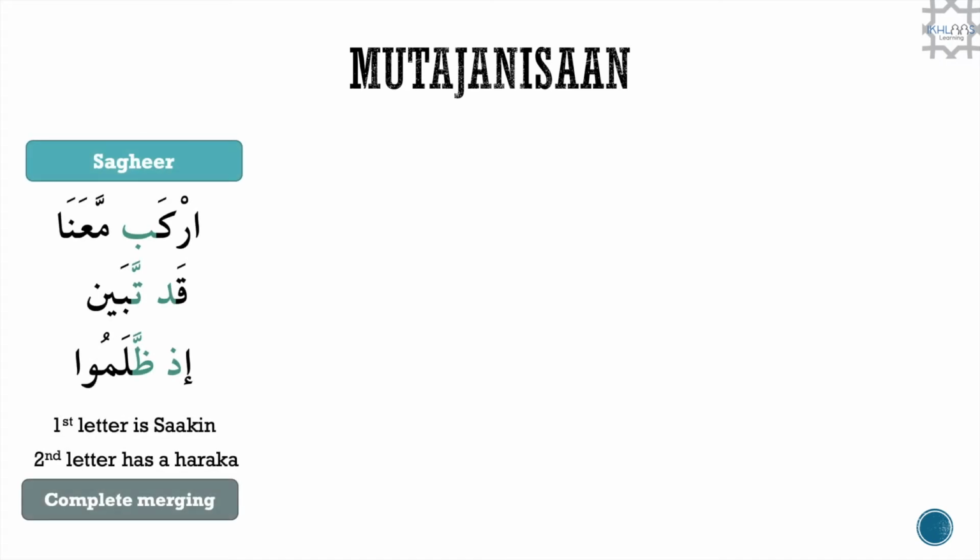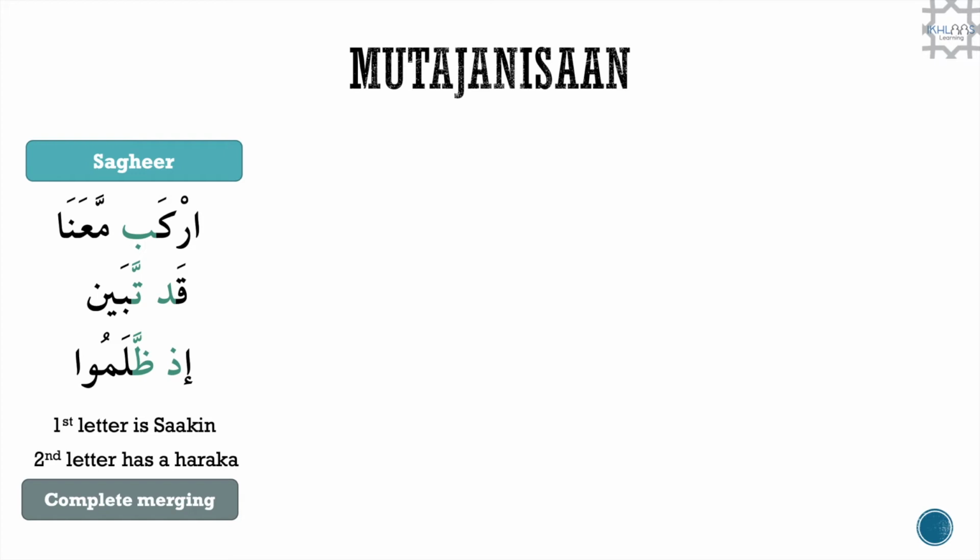So if we have a look at some examples now, we will first look at Idghaam Mutajanisaan Saghir. As we remember, Saghir is when the first letter is sakin and the second letter has a haraka. Here we will do a complete merging. On the first word, we can see the letter ba, and the second word begins with the letter mim. The mim has a shadda. So we would completely disregard the ba and we would join the kaf to the mim. So we wouldn't read it as irkab ma'ana, we would say irkam ma'ana.